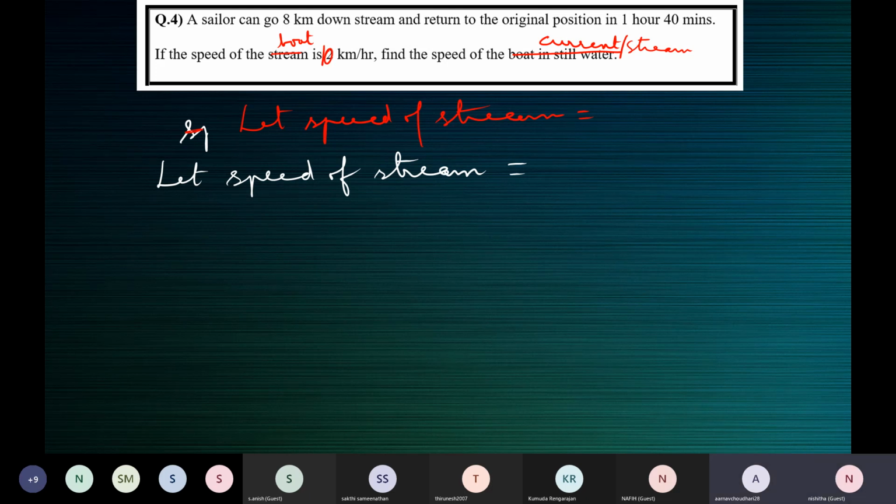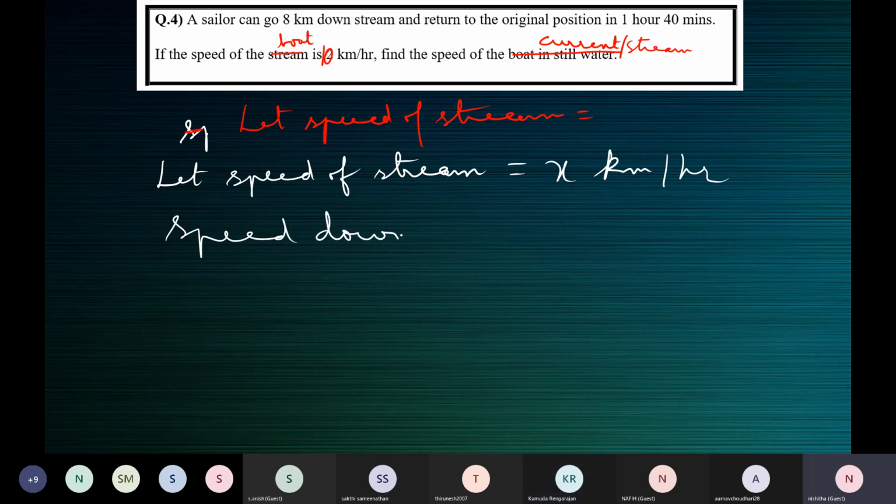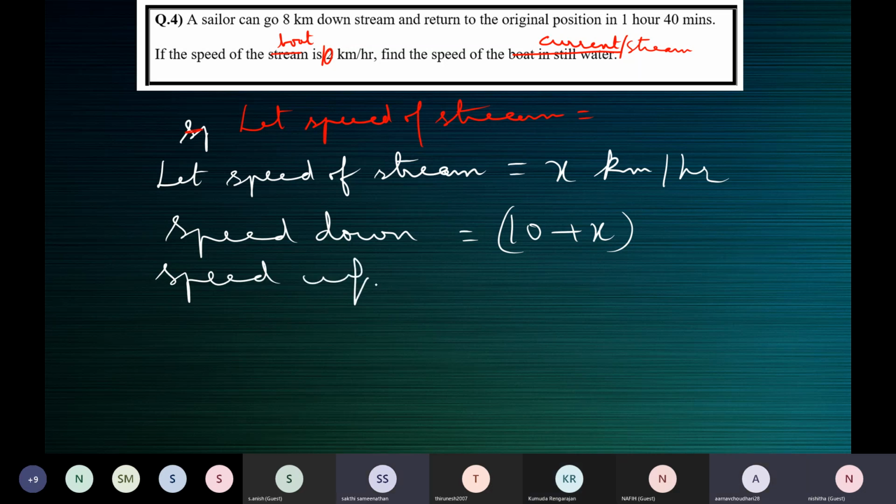I'm not asking downstream, upstream. What is the speed of the stream? Let the speed of the stream be x kilometers per hour. What will be the speed downstream? 10 plus x. What will be the speed upstream? 10 minus x. Yeah, be careful. Both of you are right.